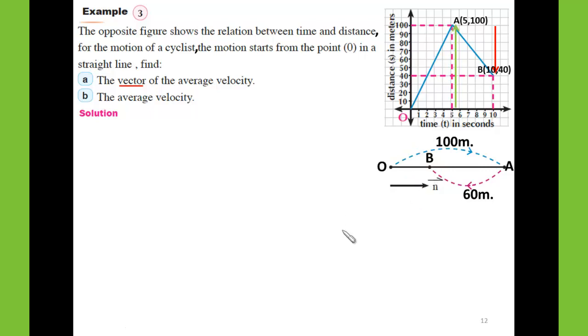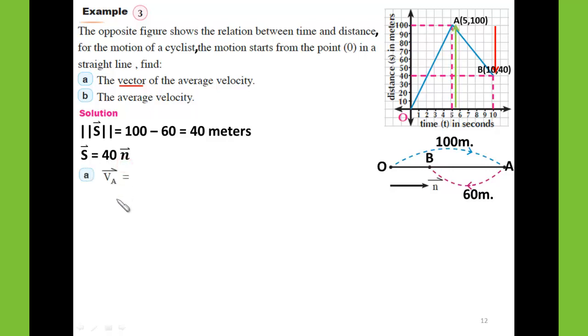So the total distance equals 160, but the displacement equals 40n, considering n is a unit vector in the direction of the motion, in the positive direction. So now it's easy to calculate the magnitude of the displacement, which equals 100 minus 60, which equals 40 meters, and S equals 40n, because S is a vector, the displacement vector equals 40n.